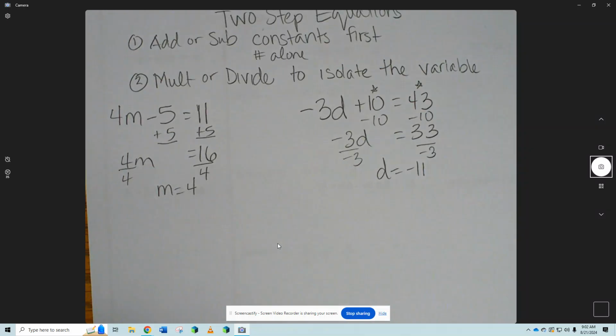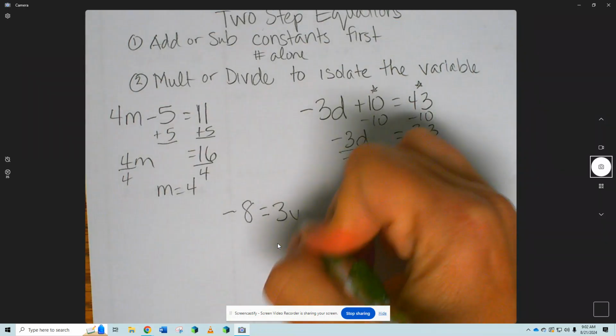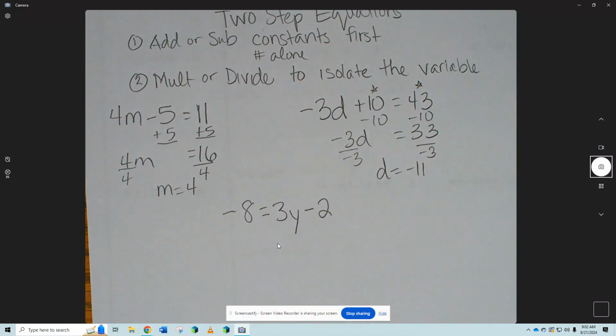Last one you get to do by yourself. Negative 8 equals 3y minus 2. Work on it on your own. You need to be showing your work exactly as I am. I want the equal signs lined up. I want the adding, subtracting, dividing exactly as I do it.